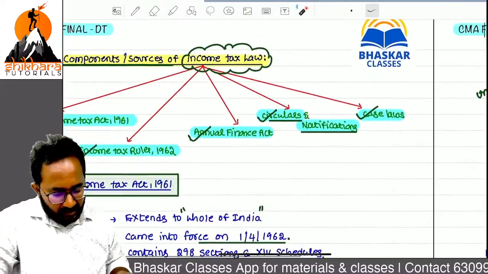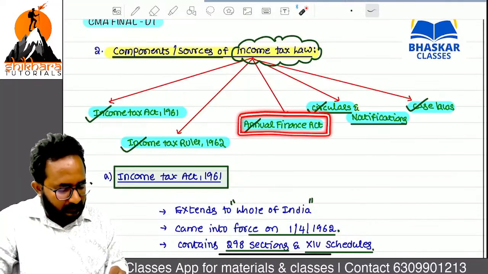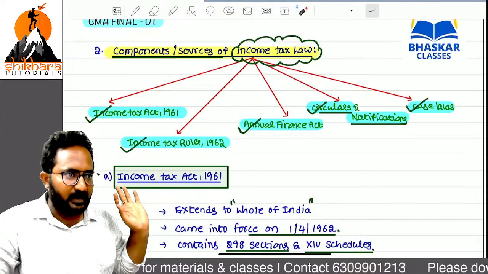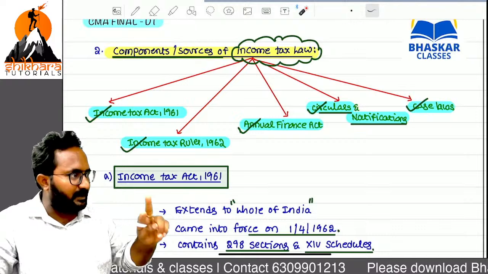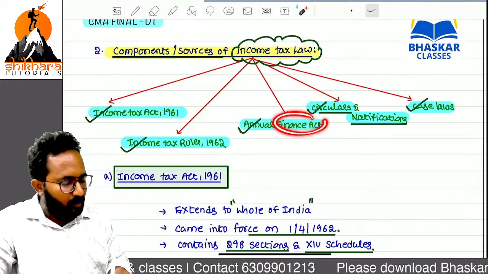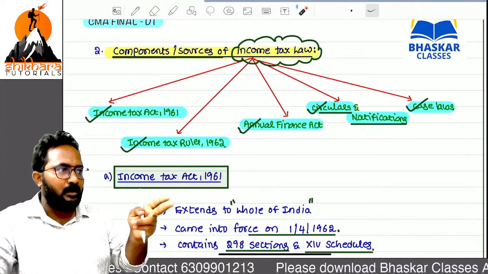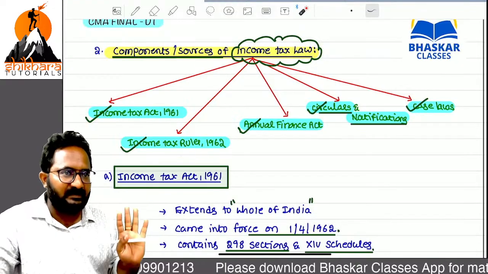Next, Annual Finance Act. First, the finance bill is introduced in the houses of parliament by the Union Finance Minister. After getting the assent from both the houses of parliament, along with the President of India, it is converted into the Finance Act. Because of this Finance Act, changes are made in both tax laws, direct as well as indirect. Some other acts also can be changed.